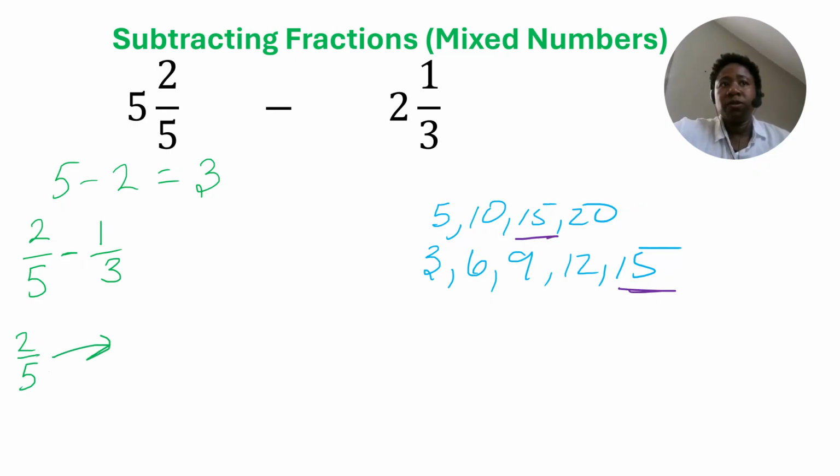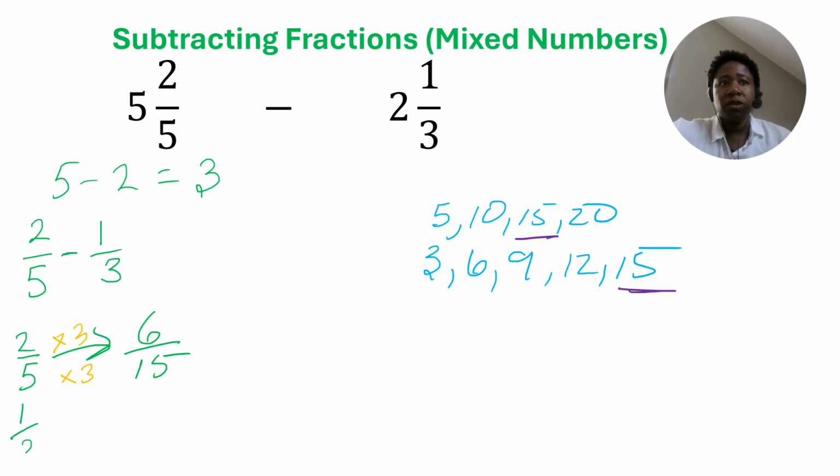So 2/5, we want 15 as the denominator. We ask ourselves, what number do we multiply 5 by so as to get 15? And that is 3. And whatever we do to the denominator, we must do to the numerator. So we must multiply 2 by 3 also. 2 times 3 is 6. So 2/5 rewritten with a denominator of 15 is 6 over 15.